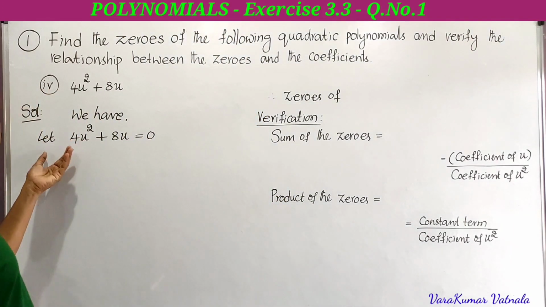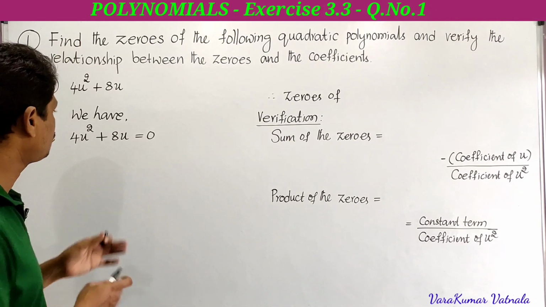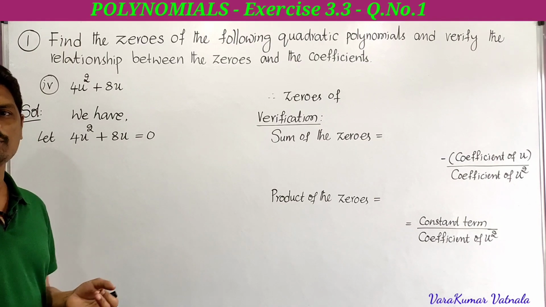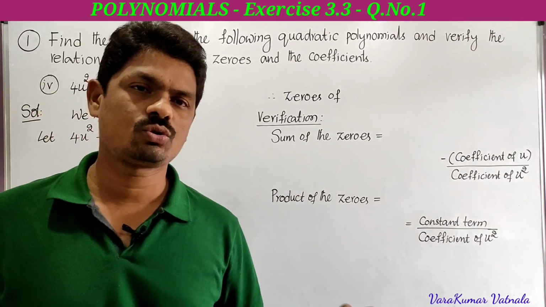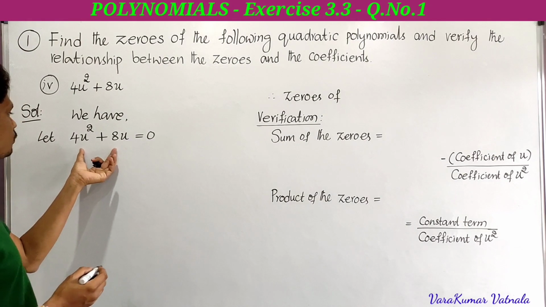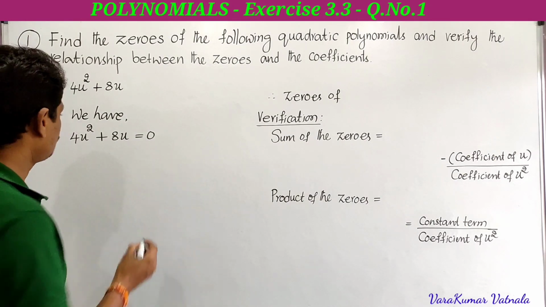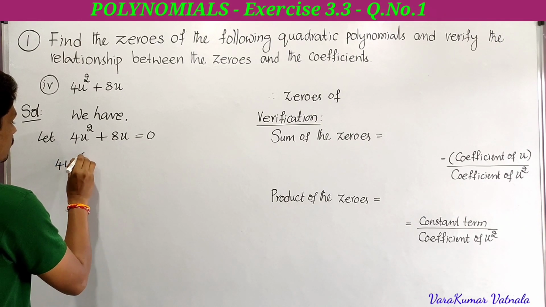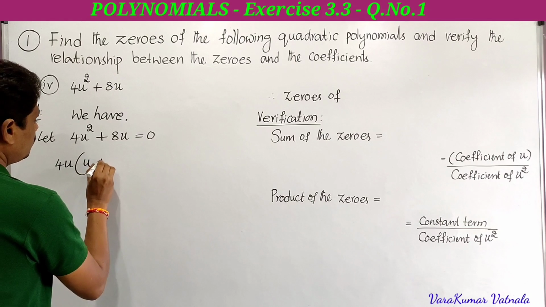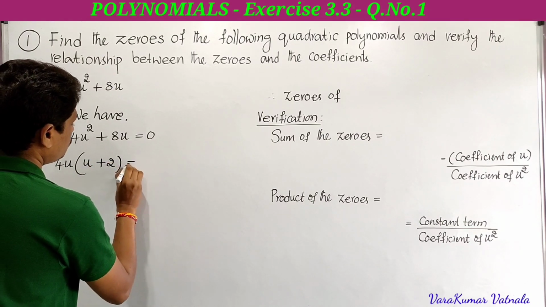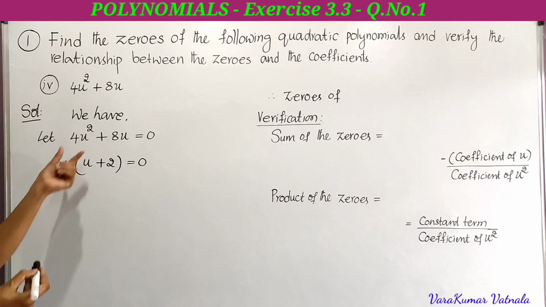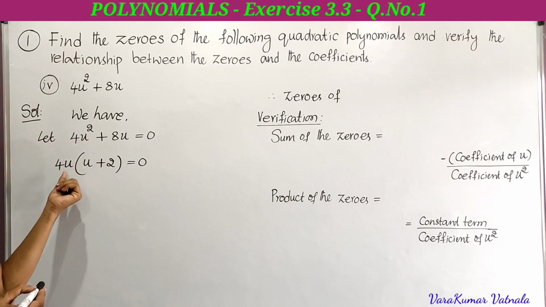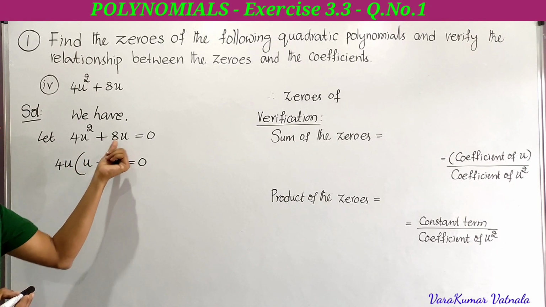So for that, let 4u square plus 8u is equal to 0. Here there is no constant term, so it is very easy to find the zeros. In these two terms 4u is common. I am taking 4u as common. So u plus 2 will be equal to 0. I have taken 4u as common; again if you multiply 4u into u, we get 4u square, and 4u into 2 is 8u.